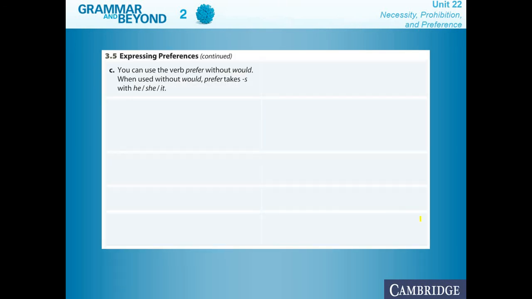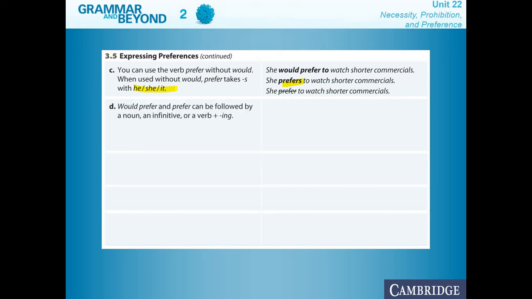The other uses are uses to express the verb prefer without would. So this means that you can use the word prefer instead of using would prefer. Like this one. I would prefer to watch shorter commercials. Instead of saying would prefer, you can use the word prefer. She prefers to watch shorter commercials. But remember that when you're using this structure, prefer has to follow the third person singular rules. So that means that it's going to use s, es, depending on the case.